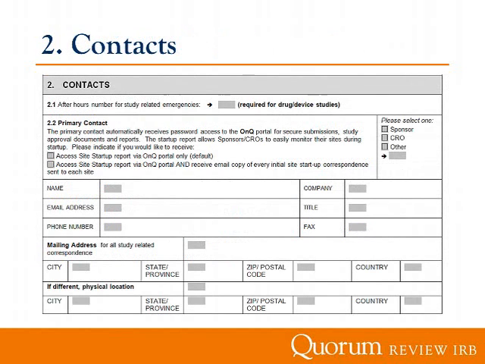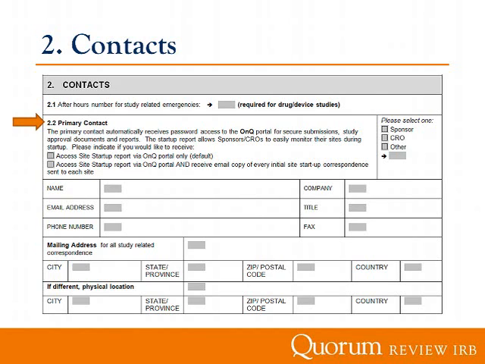Section 2 of the CSQ involves contacts. Now, 2.1 starts with you supplying an after-hours number for study-related emergencies. Now, this is required for investigational drug or investigational device studies. Now, be sure you provide a valid number that's not missing any digits, or your submission will be held for follow-up and it will probably delay the review of your protocol.